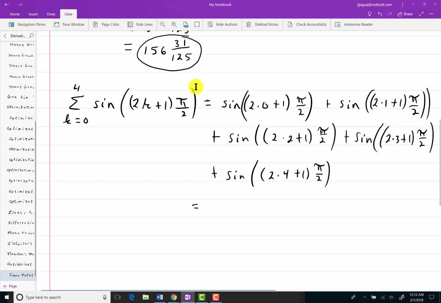So let's take a look at the first one. This is sine of pi over 2. The 2 times 0, of course, is 0. So I just get sine of pi over 2, and that's 1. And then here, 2 times 1 is 2, but I add 1, and I get sine of 3 pi over 2, and that's negative 1. Then I get sine of 5 pi over 2, which is positive 1. Sine of 7 pi over 2 is negative 1. And finally, sine of 9 pi over 2 is positive 1. So this ends up being 1.